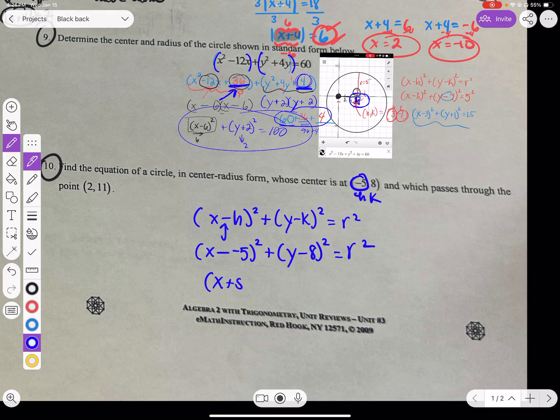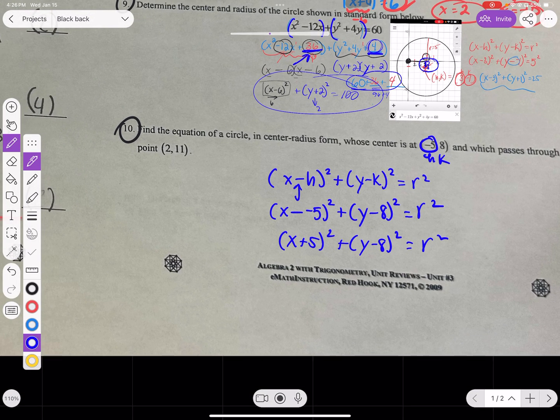But that's all I got to figure out for right now. There we go. Multiple choice, at least we'd have it really narrowed down at this point. Okay, so let's go ahead and find R.